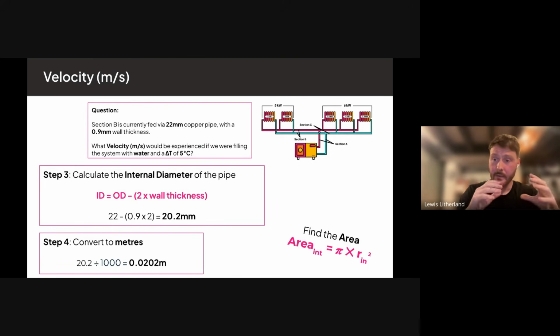Again, we need everything in meters for this part of the calculation. So convert it now into meters. So you've got 0.0202 in this case. Again, same thing that we've done all the way through. Don't be worried by the decimal points. Just keep doing it as you're doing it. I think quite a lot of people slip up here. You're halfway through, you've done a huge calculation, you've done amazingly, and then you put the decimal point in the wrong place, and it all falls apart.